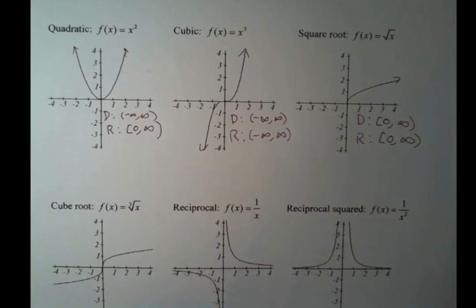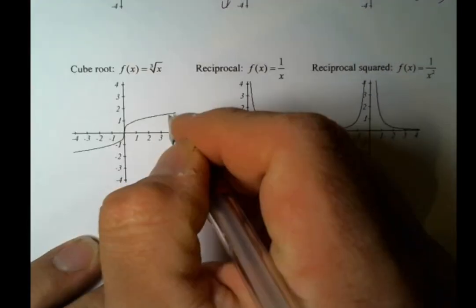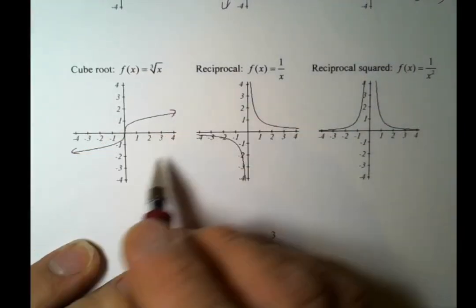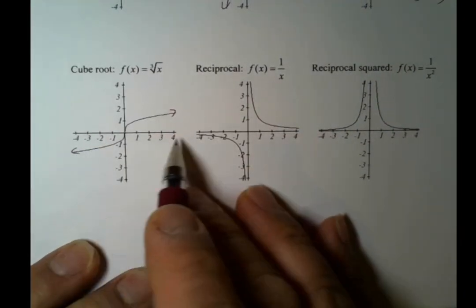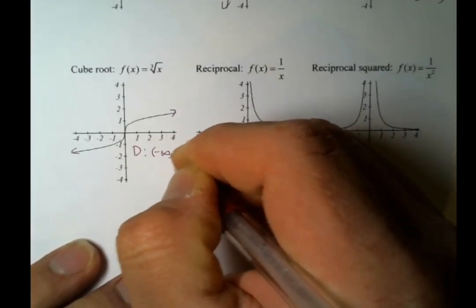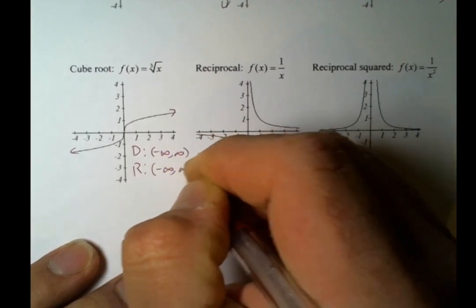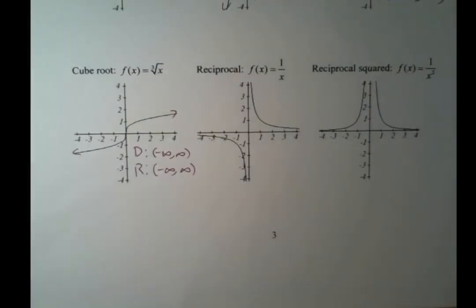And then moving on here, our cube root. Again, notice there are no restrictions along the x or the y. So the domain is negative infinity to infinity, and our range is also from negative infinity to infinity.